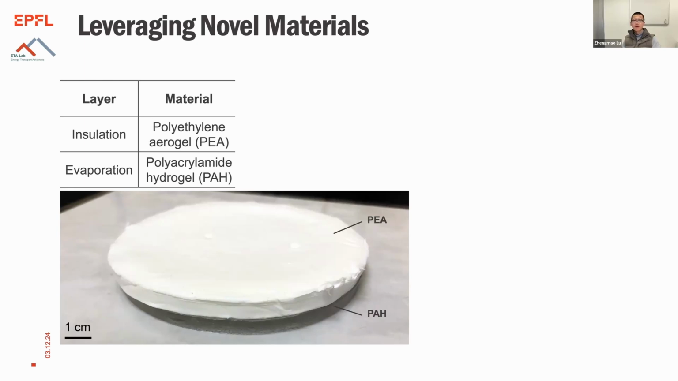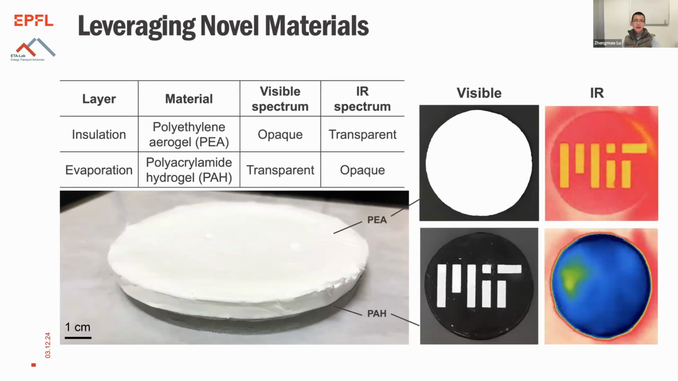And importantly, if we're looking at the optical properties in this visible spectrum, the PEA, or the polyethylene aerogel, is diffusively reflecting. So this is white or opaque here. And the hydrogel is transparent. So this means there's limited solar absorption here, and most of the incoming solar radiation will be reflected away from the insulation. And in the IR spectrum, the hydrogel has very high emittance, which is why it's opaque.